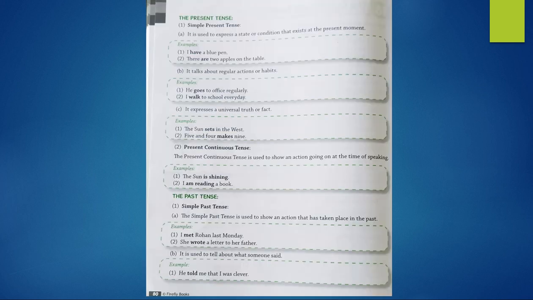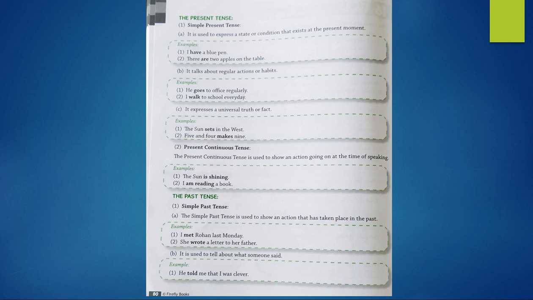The present tense, so let's understand them in detail. It is used to express a state or condition that exists at the present moment. I have a blue pen. There are two apples on the table. So about regular actions or habits also we use simple present tense. He goes to office regularly. So regular action when it is there. When we are referring to regular habits also we use simple present tense.